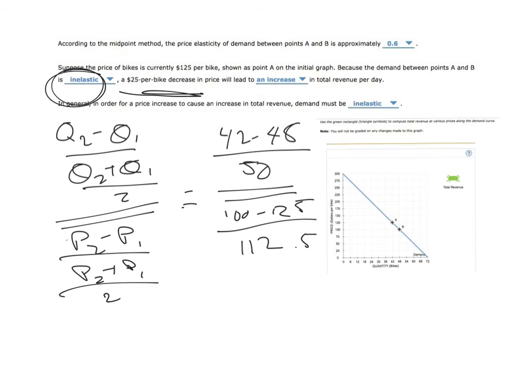So a $25 per bike decrease will actually lead to a decrease in total revenue per day. So a decrease in price is going to lead to a decrease in total revenue. And that happens because people weren't very sensitive. So we put those bikes on sale, but it didn't cause very many people to come in and buy more bikes. So you actually lose revenue overall if you decrease the price. On the other hand, if you increase the price, you earn money because, again, you increase price quite a bit. Nobody cares. They keep buying the bikes anyway. So total revenue goes up.